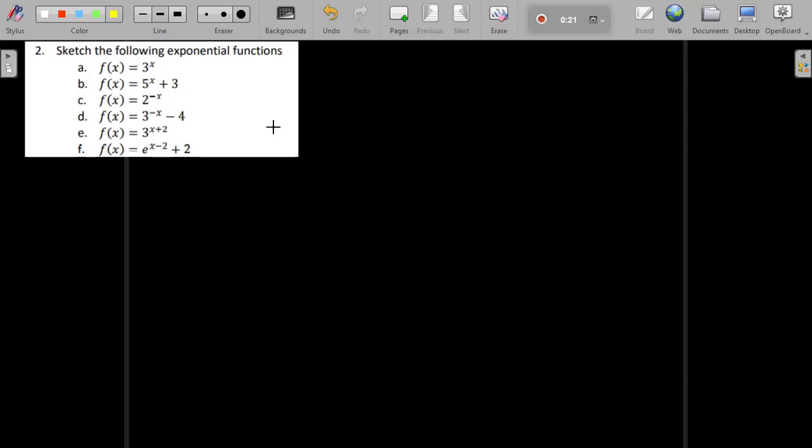Okay, so question E, they say f of x is equal to 3^x plus 2. There is nothing that they're adding here, so the horizontal asymptote there is just y equals 0.